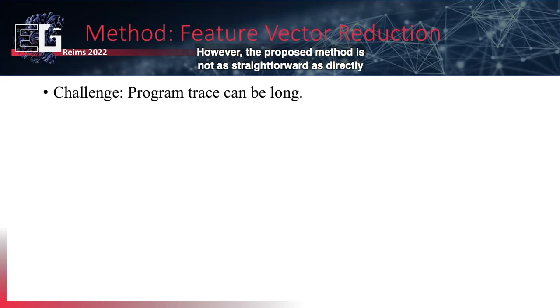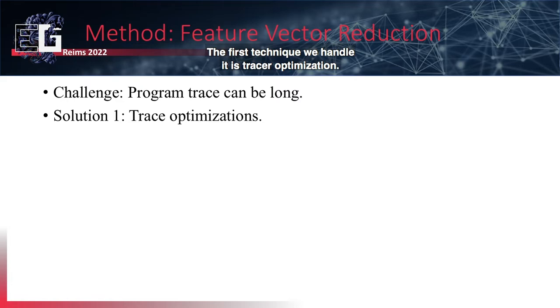However, the proposed method is not as straightforward as directly feeding concatenated program trace into an arbitrary network. There are two challenges that I'd like to discuss today. Firstly, program traces can be arbitrarily long, which introduces learning difficulty both in terms of memory footprint and in runtime. The first technique we handle is trace optimization.